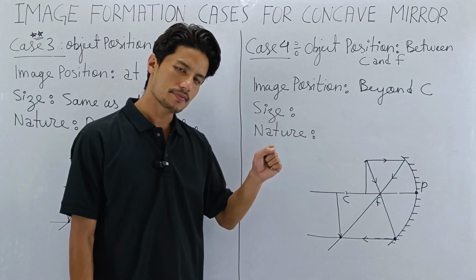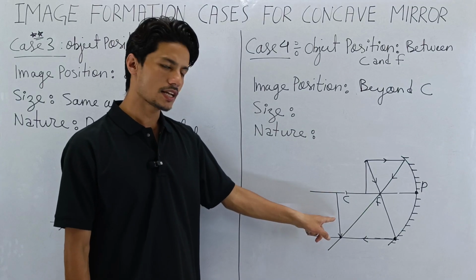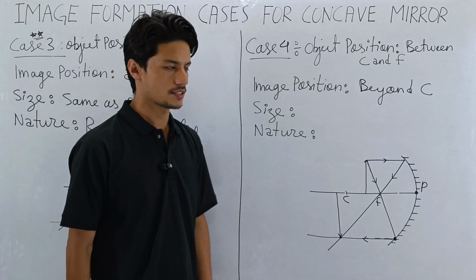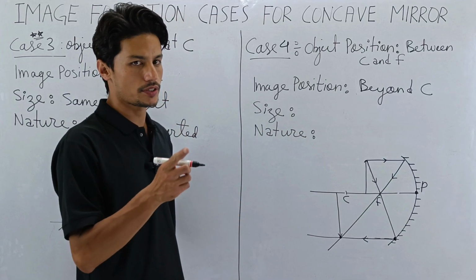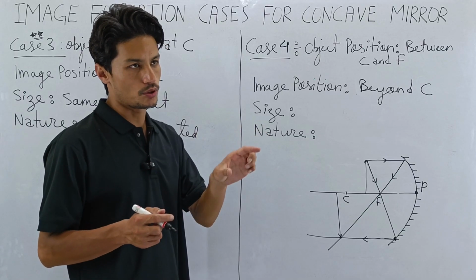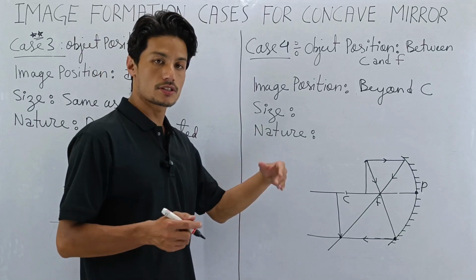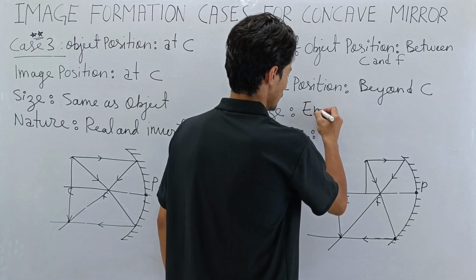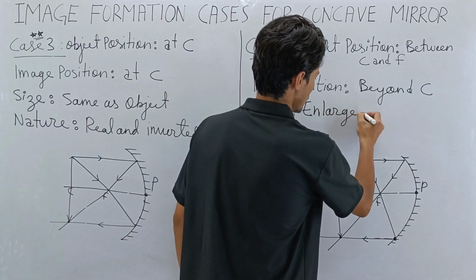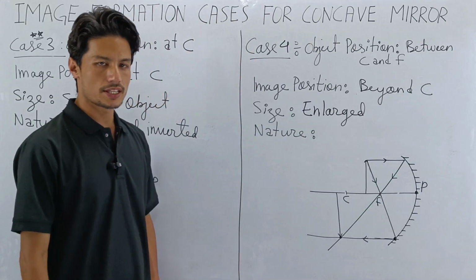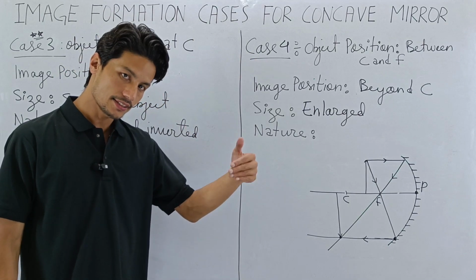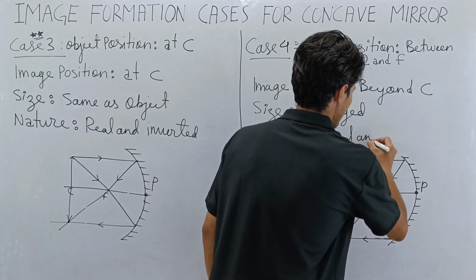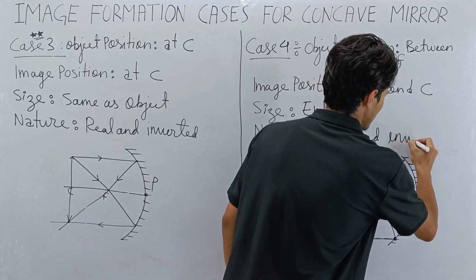So are they same? Definitely not. Then is the image bigger? Yes. So what should you write? Diminished or enlarged? Yes, it should be enlarged. Diminished we write when the image is smaller than the object. Here the image is bigger, so we write enlarged. Then nature, what will be the nature? Real and inverted.